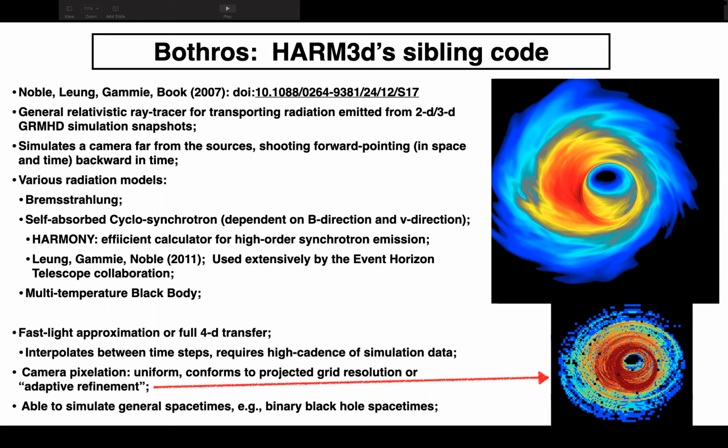And we use a variety of emission models. We can use self-absorbed cyclosynchrotron emission. So these are emissivity models that are used in the Event Horizon Telescope project.